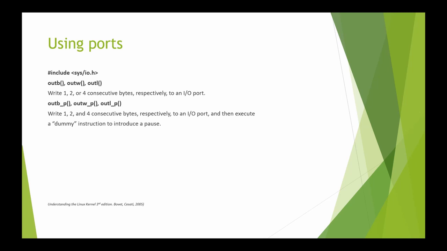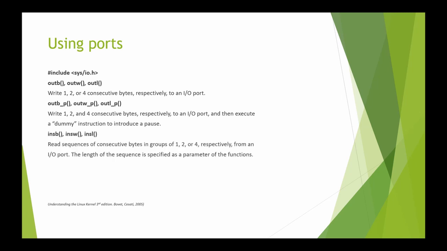Then we have our input functions insb, insw, insl, B, W, and L meaning the same as in the previous instructions, and these read consecutive bytes in groups of 1, 2, or 4 respectively from an I/O port. The length of the sequence, that means the amount of groups, is specified as a parameter of the functions. Finally, we have outsb, outsw, and outsl, which also write sequences of consecutive bytes in groups. With this, we have concluded the final section in our presentation.